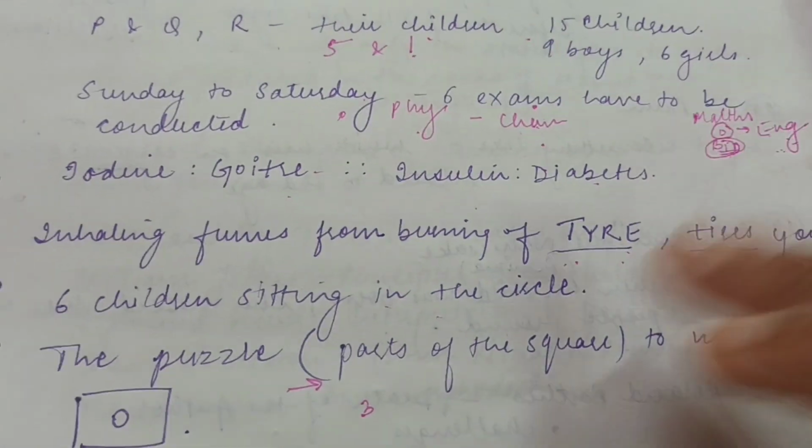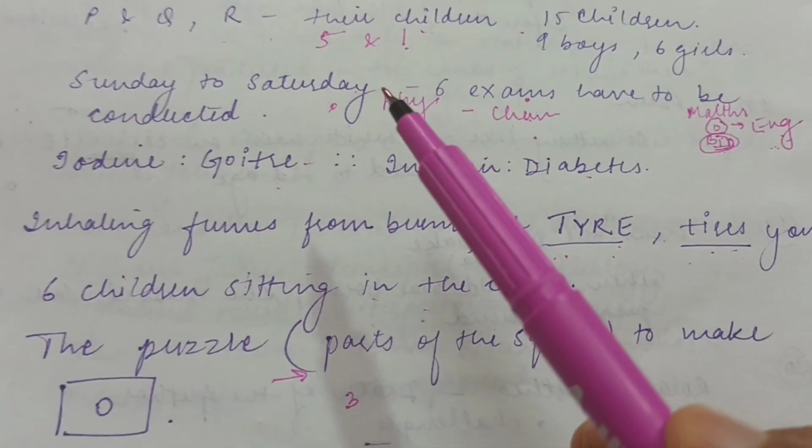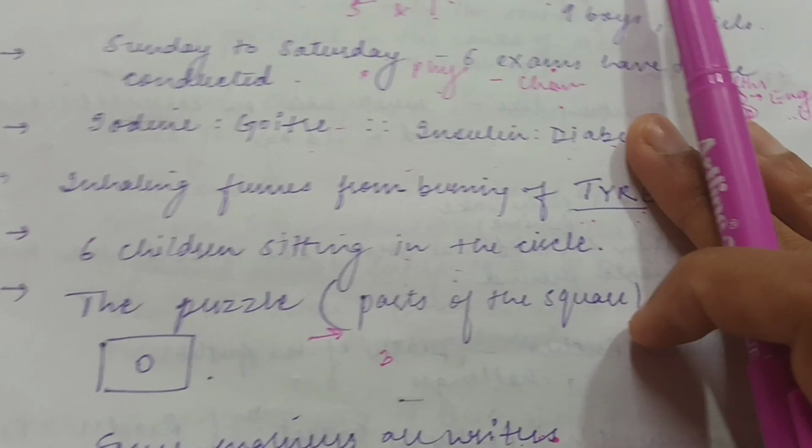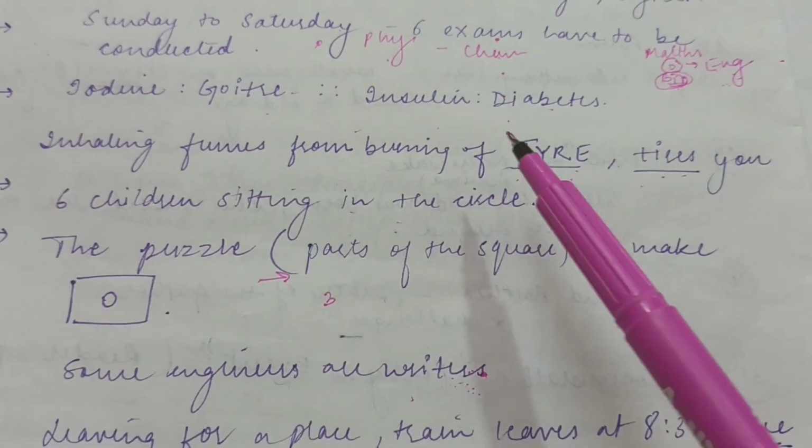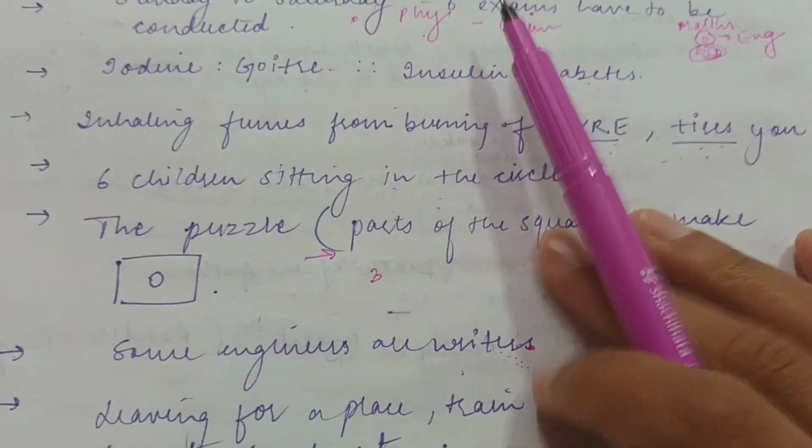That was the answer. Iodine and goiter, insulin and diabetes. I don't think this needs to be explained. This is very easy. Inhaling fumes from burning of tires hurts you. Of course, this is easy.